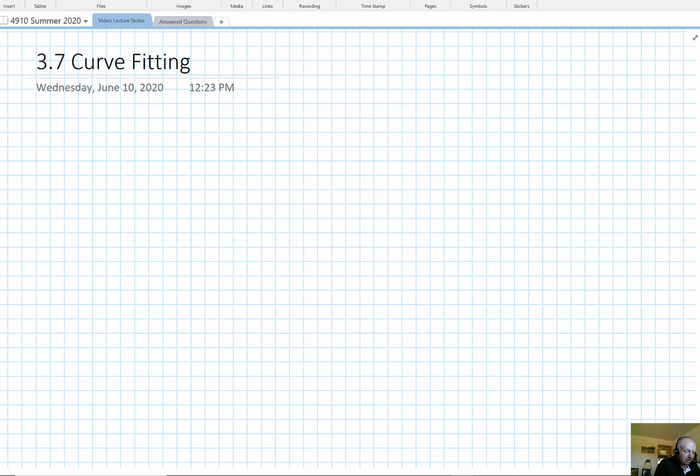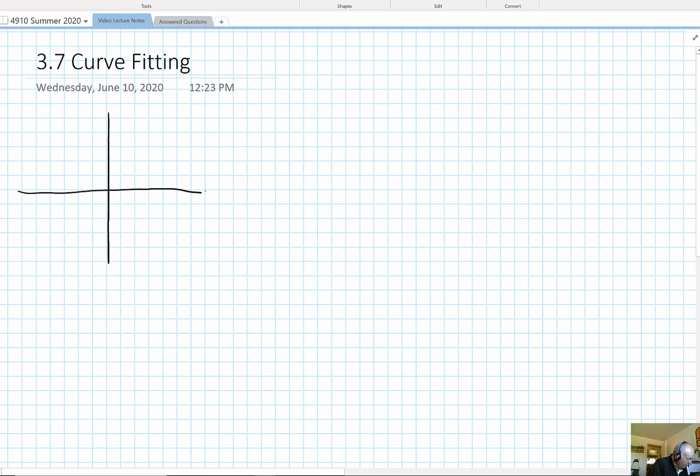Alright, so let's just look real quickly at one interesting application of systems of linear equations, and it has to do with curve fitting. Curve fitting is the idea that you take some points that you've plotted. Right here, I'm just plotting a few points.